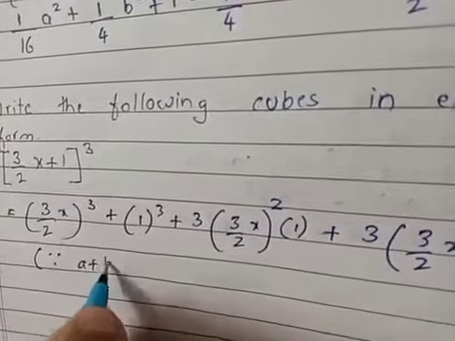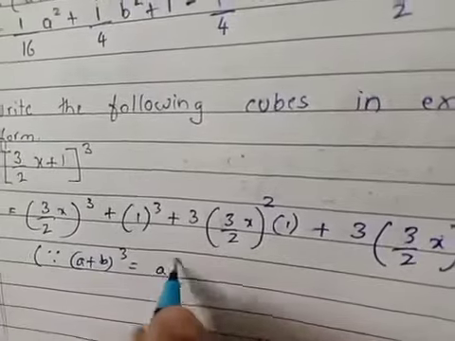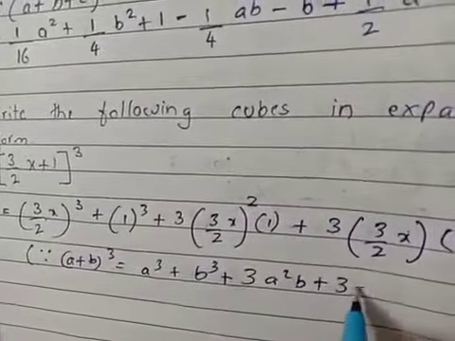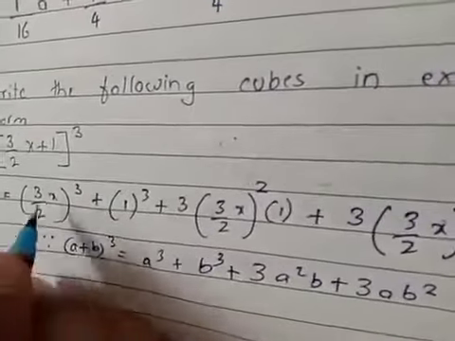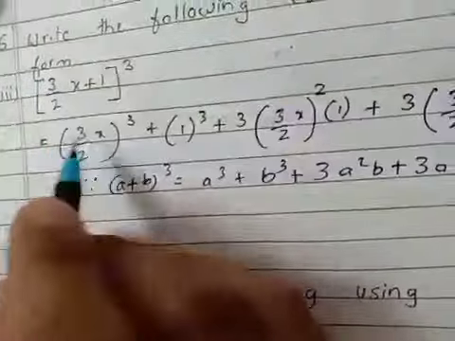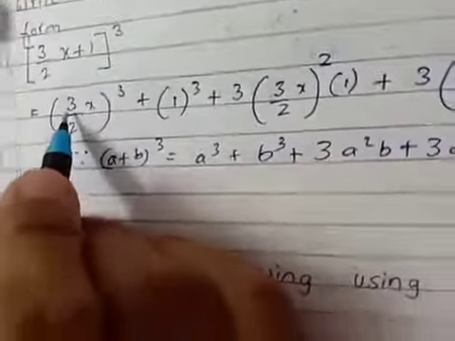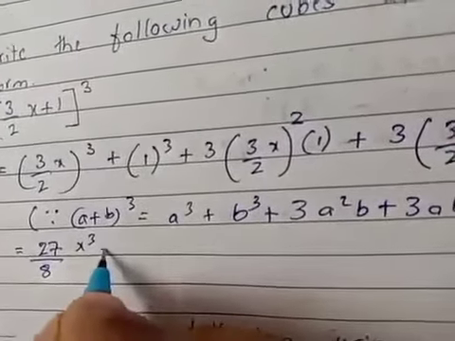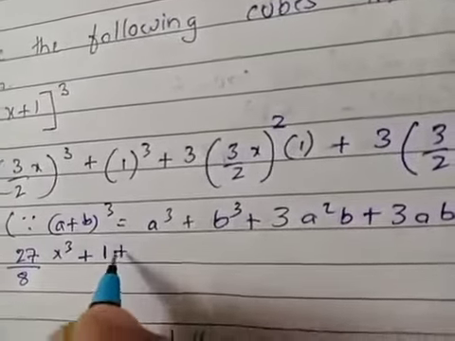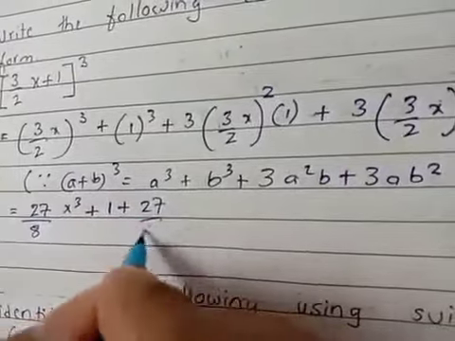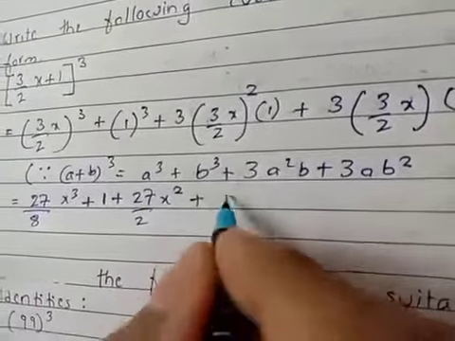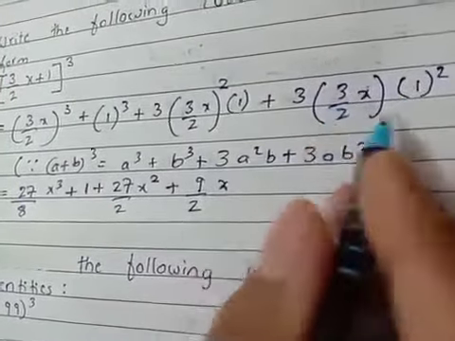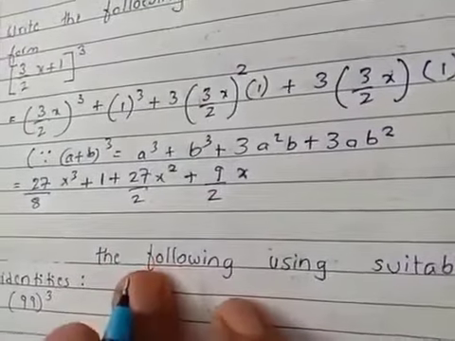Because (a + b)³ equals a³ + b³ + 3a²b + 3ab². So now if you expand this, 3 cube is 27, 2 cube is 8x³, plus 1 cube is 1, plus 3 square is 9, 9 times 3 is 27/2 x², plus 3 times 3 is 9/2 x. 1 into any number is the same number. So this is the answer.